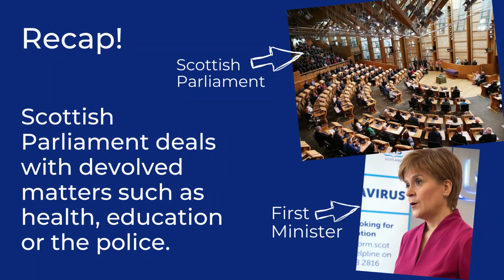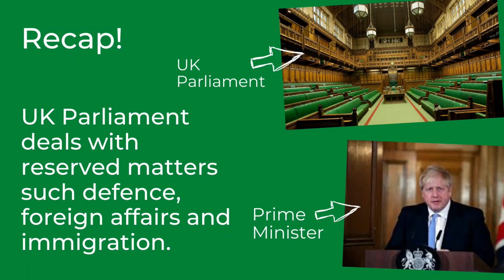Hopefully you're still with me so far. Here is a quick recap. Scottish Parliament, Scottish Government, Nicola Sturgeon as the First Minister, deal with devolved matters like health, education, the police, the courts, housing and transport. The UK Parliament, the UK Government, Boris Johnson as Prime Minister, they deal with reserved issues like defence, immigration, foreign affairs and most benefits.